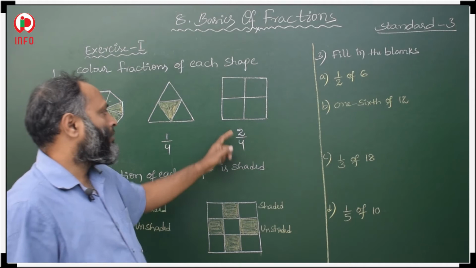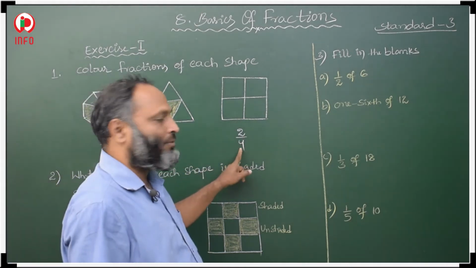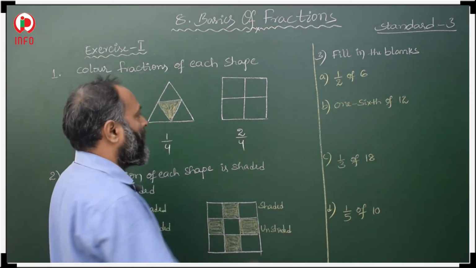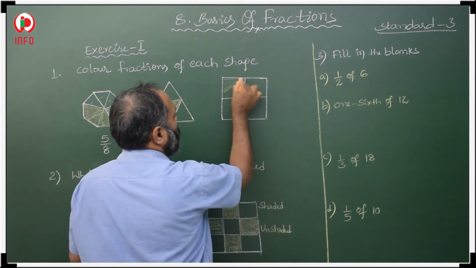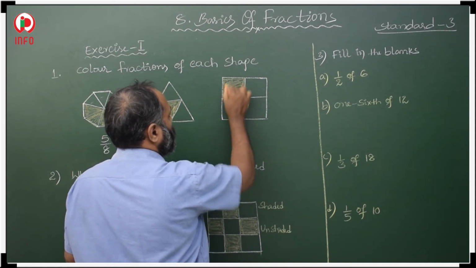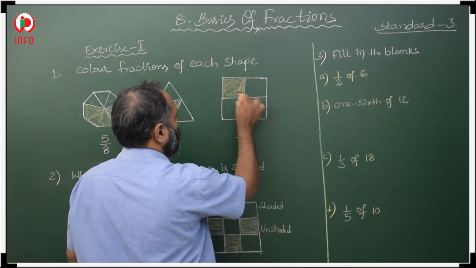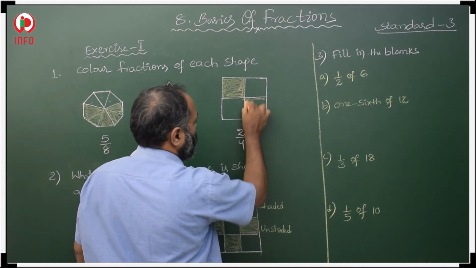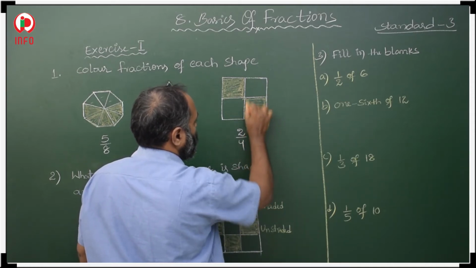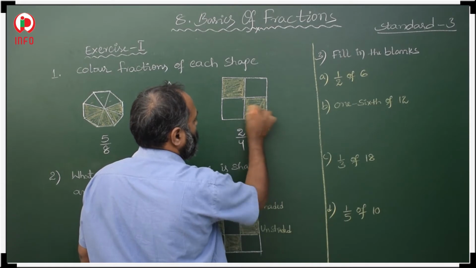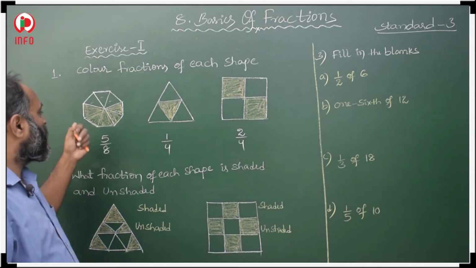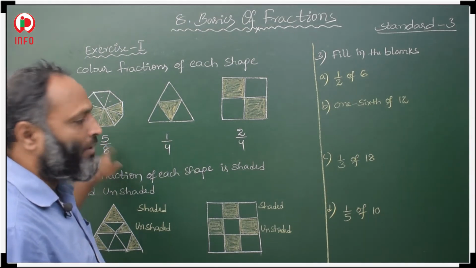Now 2 by 4. Here we have to shade 2 parts. Out of these 4 parts, 4 equal parts. 1, 2, 3, 4. In these 4 equal parts, we have to shade 2 parts. Any 2 parts you have to shade. Okay. So this is first part. You have to shade. And after that, second part you have to shade. This is 2 by 4. 2 by 4 parts we have to shade. Okay. So this is the way to color according to the given fraction.